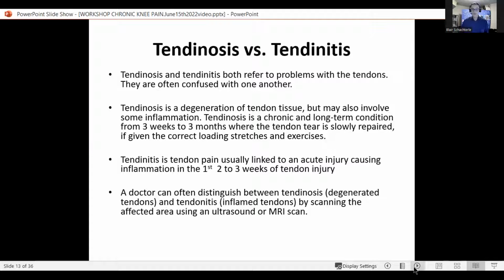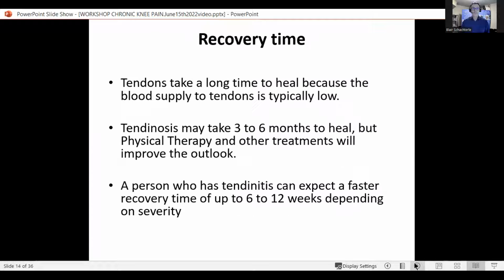And again, doctors can differentiate between these two by scanning with ultrasound or MRI scans. And ultrasounds are a lot more common now. So if your doctor's worried about any tendon pathology, they'll often send you to the radiology clinic to get an ultrasound done to confirm exactly where that stage of wear and tear is at.